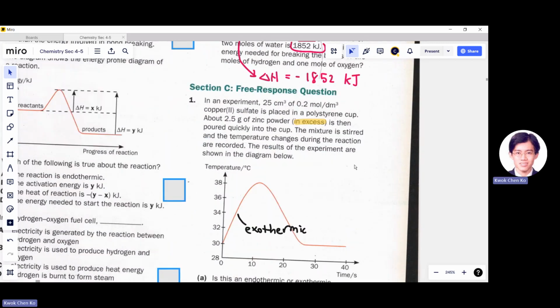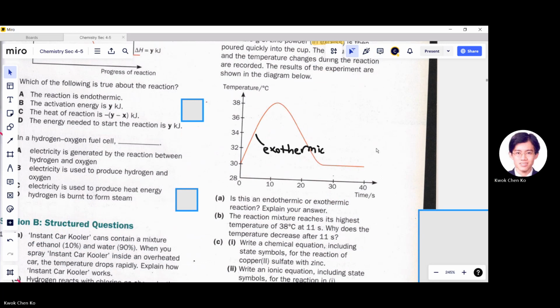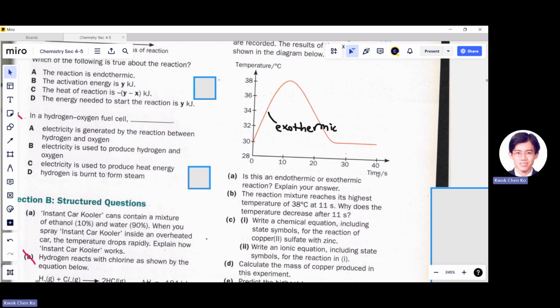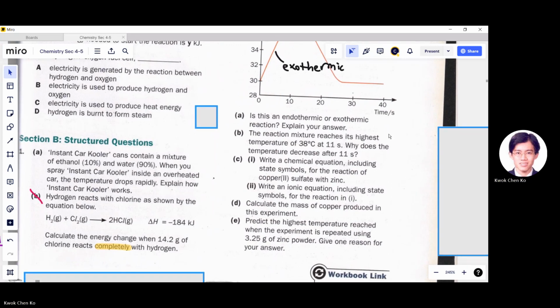Exo. Oh yeah, of course. I mean, I just told you already. Why is it exo? I'm going to explain this. Think of it. That's not a difficult question.